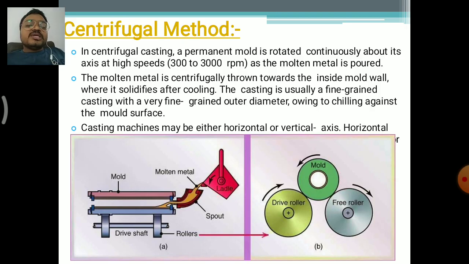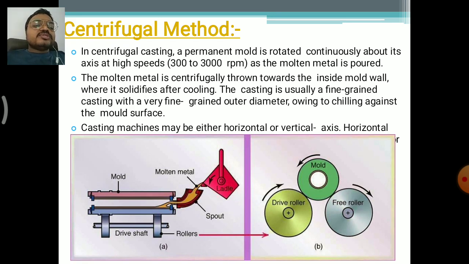Lastly, the casting machines may have either a horizontal or a vertical axis. So we can use casting machines in the horizontal way as well as the vertical way. On the right side you can see the drive roller and the free roller, and on the upper side we can use the mold. Here two rollers are used. The first one is the driver roller, the second one is the driven roller, which rolls at the speed of the driver roller.